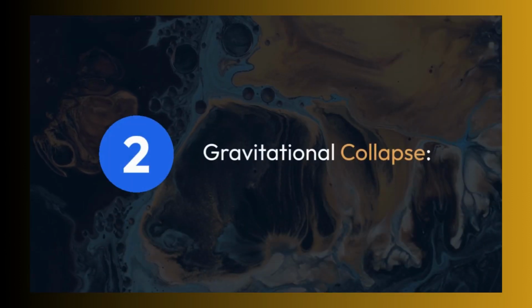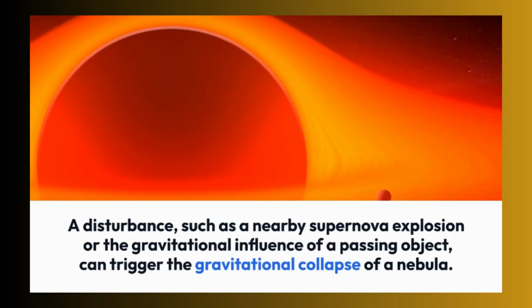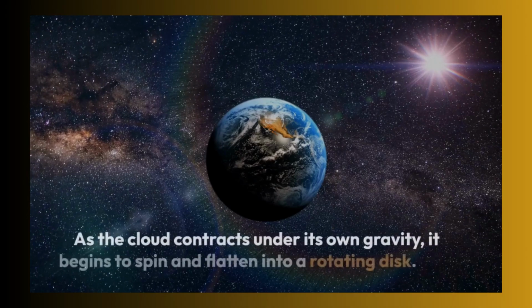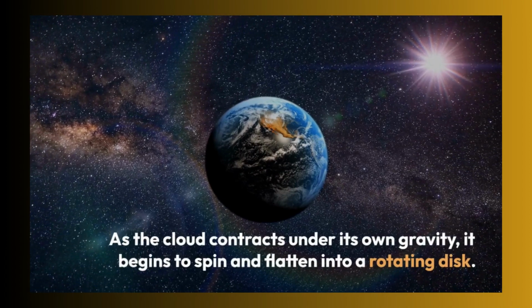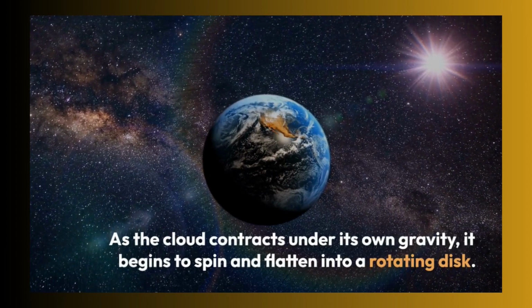2. Gravitational collapse. A disturbance, such as a nearby supernova explosion or the gravitational influence of a passing object, can trigger the gravitational collapse of a nebula. As the cloud contracts under its own gravity, it begins to spin and flatten into a rotating disk.